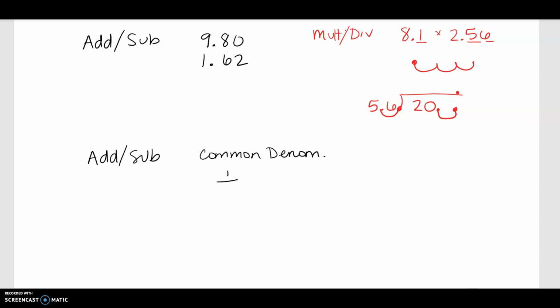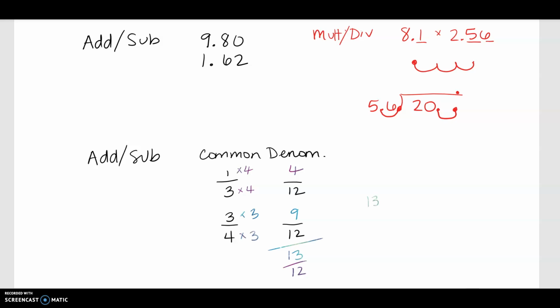All right, so for example, if we have 1/3 and 3/4, those can both become 12. Here, 3 times 4 gets me 12, so I have to multiply the top by 4 too. So 1 times 4 is 4, and then down here I have 4 times 3 is 12, so 3 times 3 is 9, and then you would add the numerators and keep your denominator.